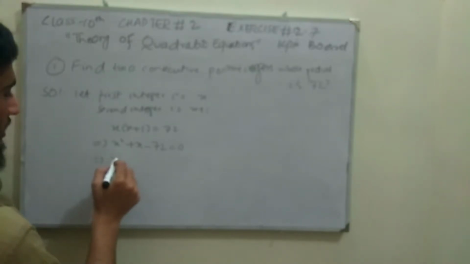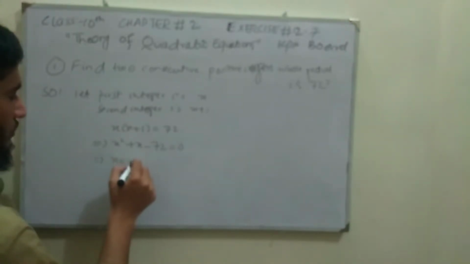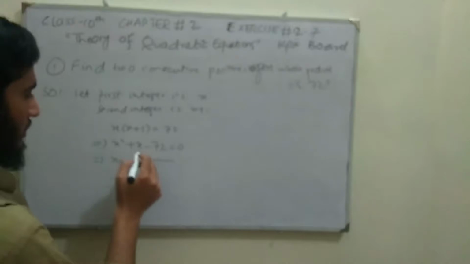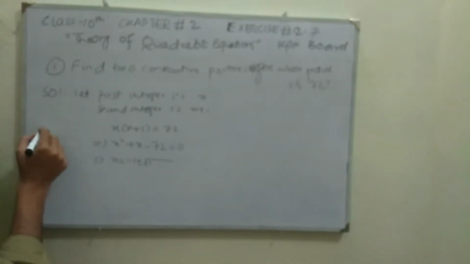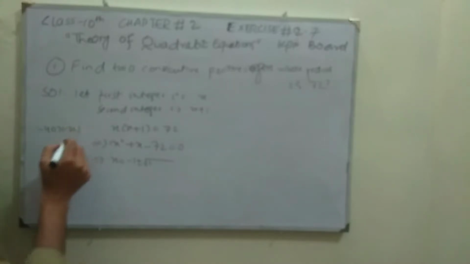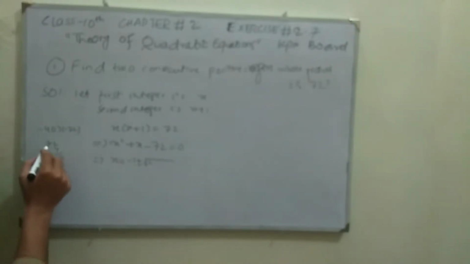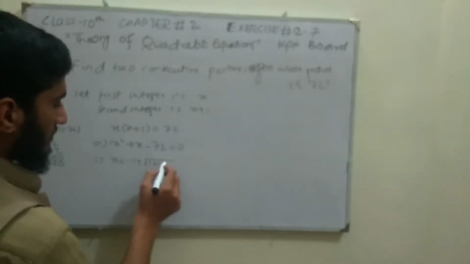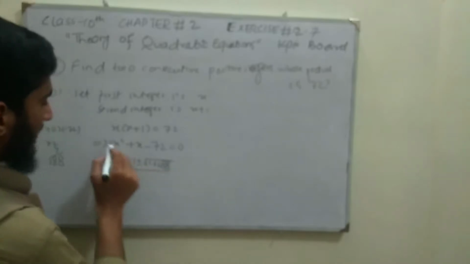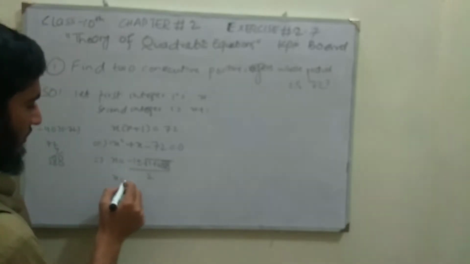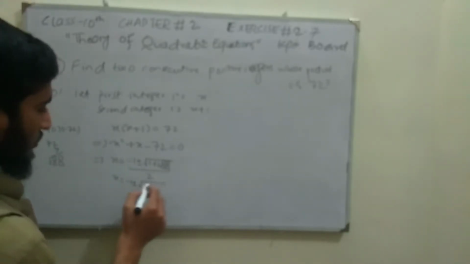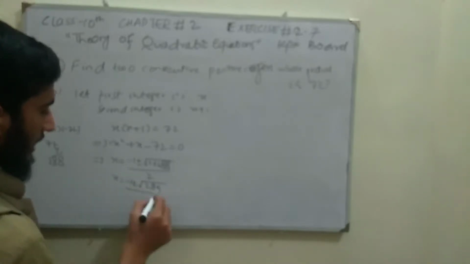So x is equal to minus b, which is 1, plus minus under root of b square, which is 1, minus 4 times a, which is 1, and c is minus 72. So 72 multiplied by 4 gives us 288, divided by 2 times a, which is 1. So the value of x will be equal to minus 1 plus minus under root of 289 divided by 2.